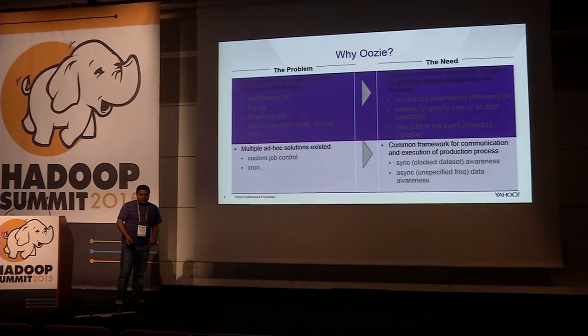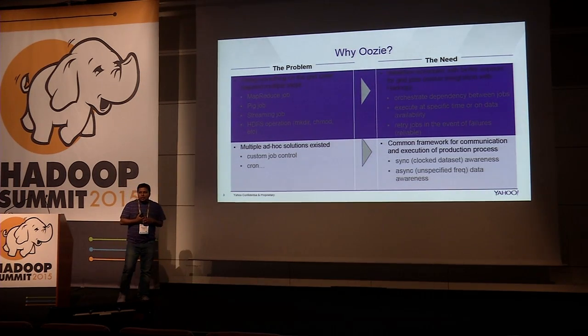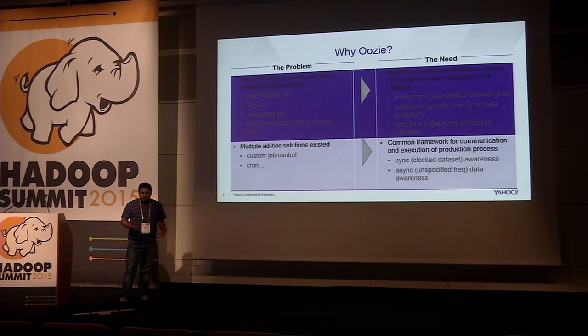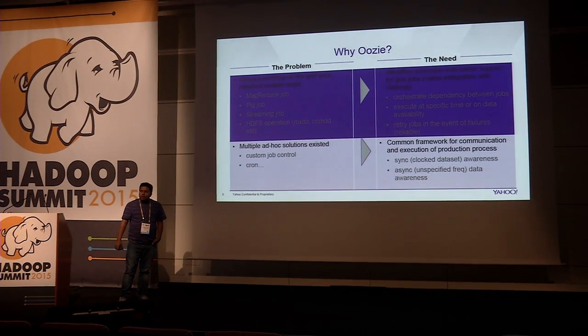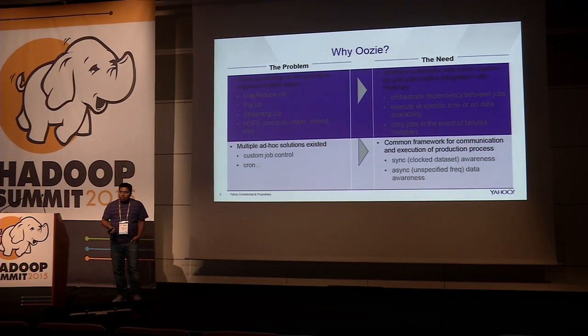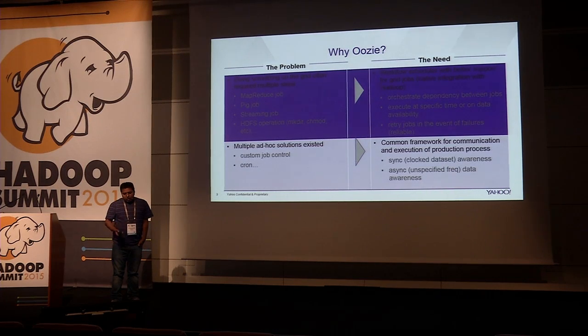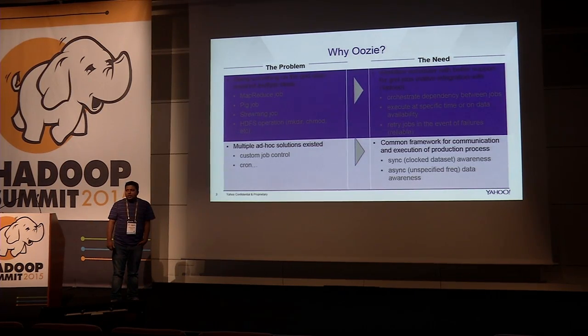Let's start with the very basics. Why do we need Oozie? Doing something on the grid often requires multiple steps. You can't do it in one MapReduce job or one single Hadoop job. Running a complex pipeline requires multiple steps. You need to launch a MapReduce job, a Pig job, a streaming job. You have to do some DFS operations like making a directory, changing permissions, removing a directory.